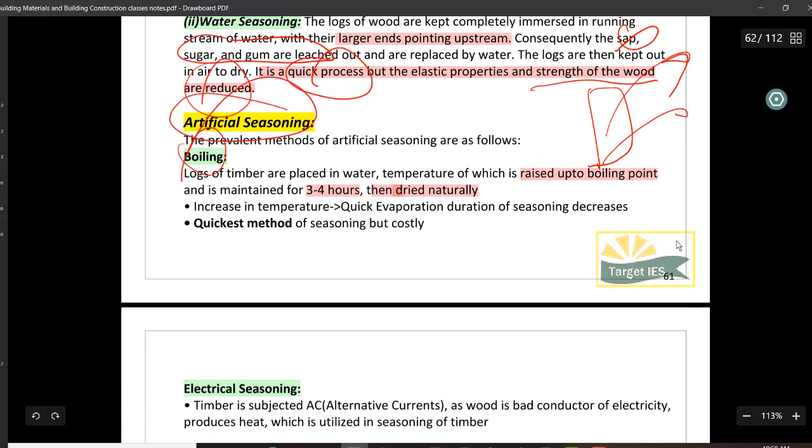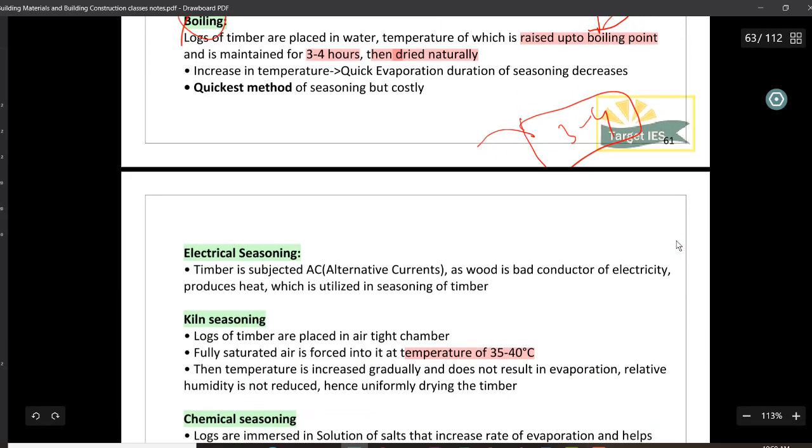There are some artificial seasoning methods also. For example, boiling. In boiling, what do we do? We keep it in a tub of water. We heat it for 3 to 4 hours. Okay, and then we are drying it naturally outside. If you are doing that, then it will be quickly drying and water will be gone. So it is a very quick method. It is the quickest method of seasoning. But as we are heating it, we need certain energy to heat the water, right? So what is happening? Certain fuel is getting wasted. That means it is costly.